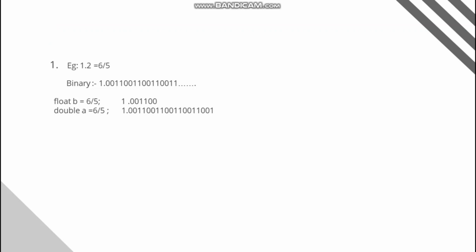Let us take an example 6/5, which is equal to 1.2. We know that numbers are stored in the format of binary in our memory. So when we convert 6/5 into binary form, it will be 1.0011, 0011, 0011, 0011, and so on till infinity. So if I assign the value 6/5 to a float variable, it can store till 6 decimal digits of precision, that is 1.001100. But when I assign the same 6/5 to a double variable, it can store till 15 decimal digits of precision. Thus, double has 2 times more precision than the float value.